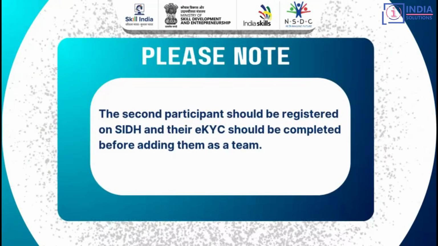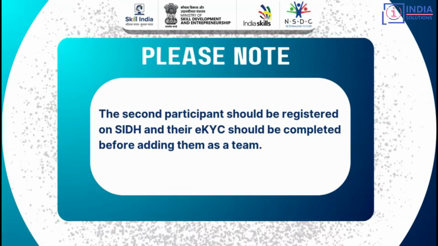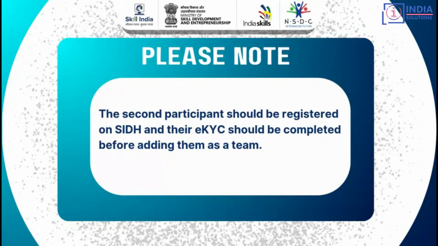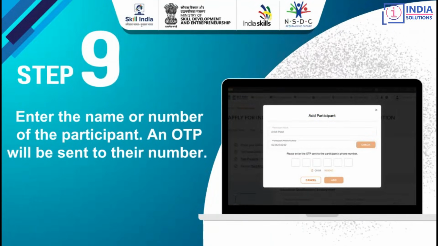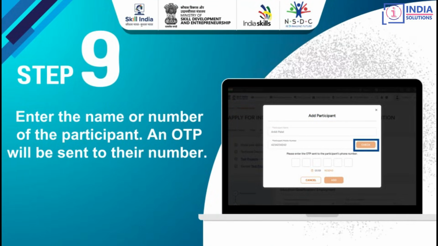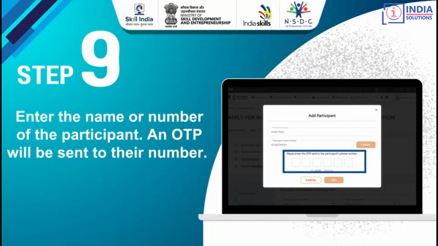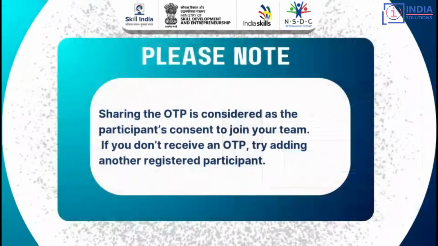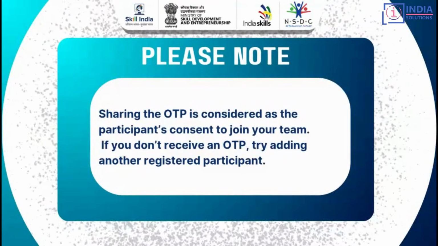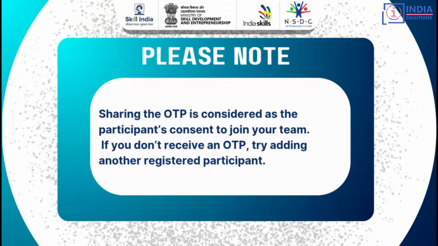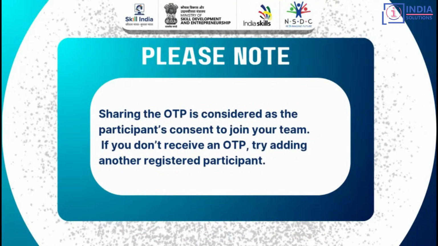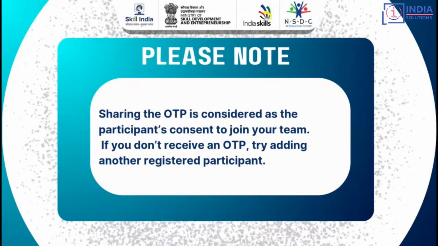Please note, the participant must already be registered on SIDH and should have completed their eKYC. Add a team member by entering their registered mobile number or name and click Check. Enter the received OTP to complete the process. Note, sharing the OTP is considered as the participant's consent to join the team. If you don't receive an OTP, try adding another registered participant.